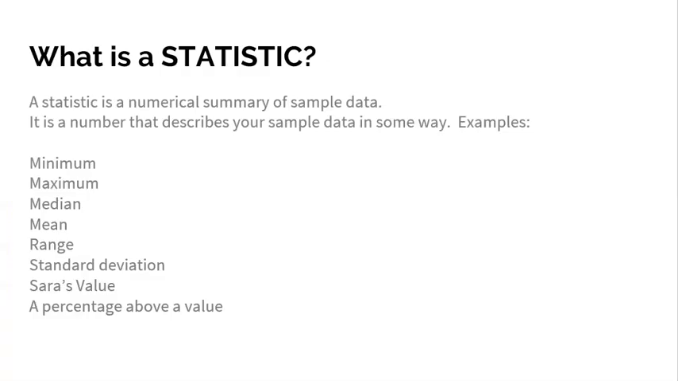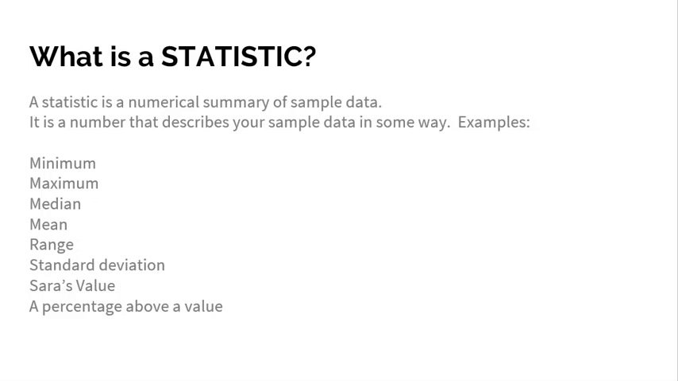All right, so what is a summary statistic? Well, this is really important to start off with. A statistic is a numerical summary of sample data. It is a number that describes your sample data in some way. So keep in mind, a statistic is any numerical summary from a sample. So easy to remember. Statistics come from samples. S for statistics, S for samples. Hard to mess that up.